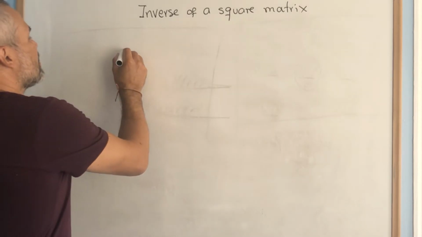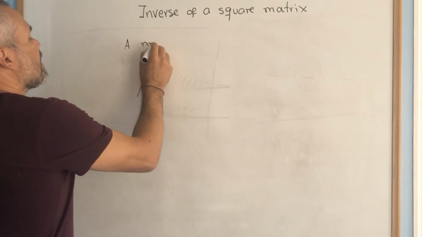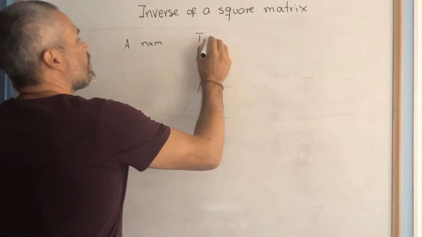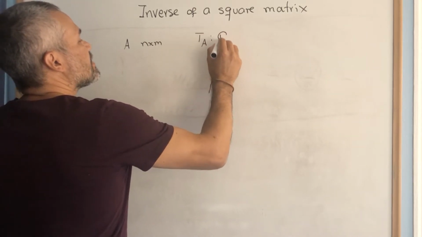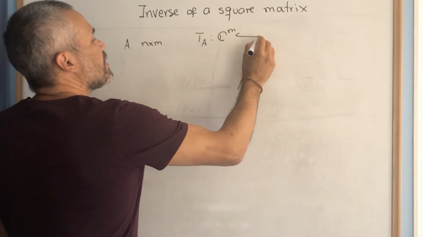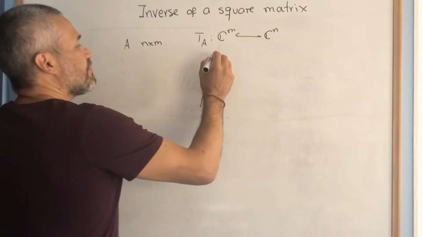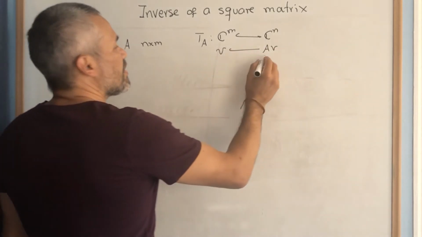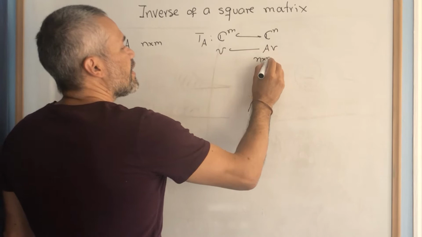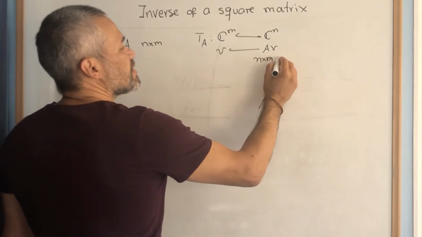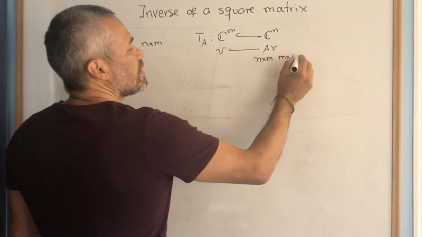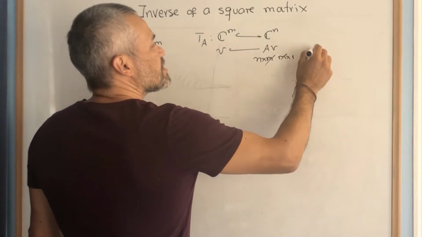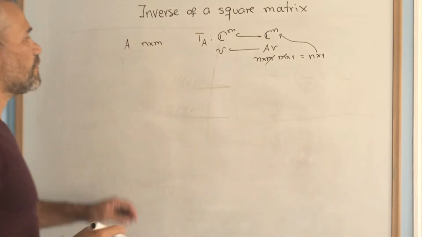Let me remind you that if we have a matrix A, n by m, then this matrix defines a transformation from, let's say, Cm into Cn given by T_A(v) = Av. Remember, A is an n by m matrix, and this vector is an m by 1 vector. Then we end up with an n by 1 vector, which is an element here in Cn.